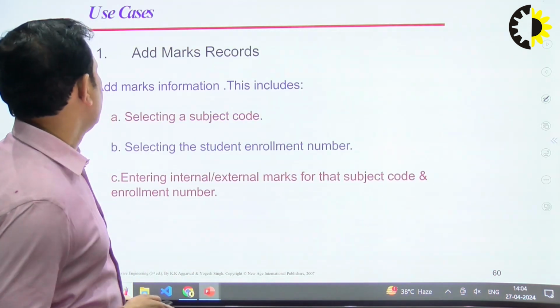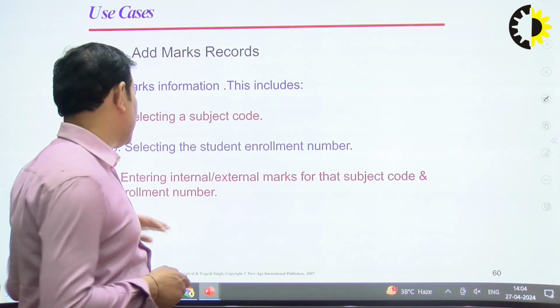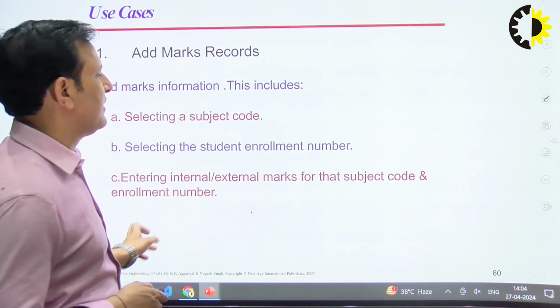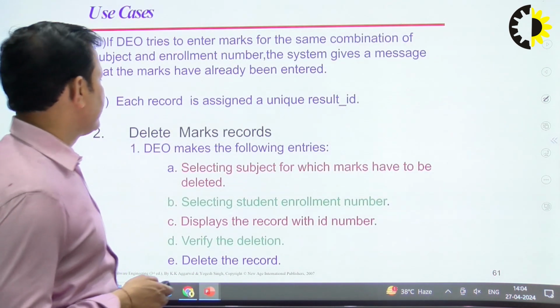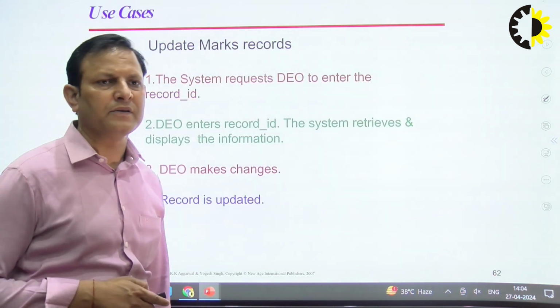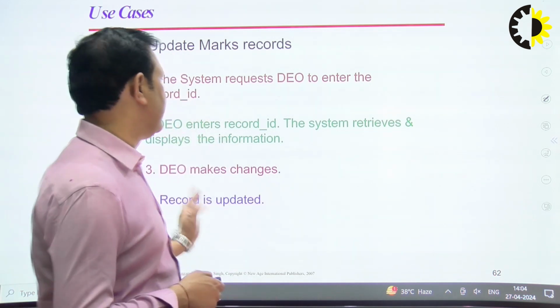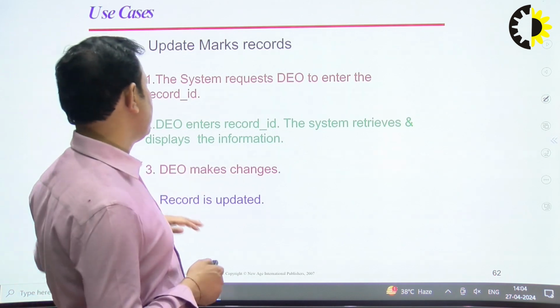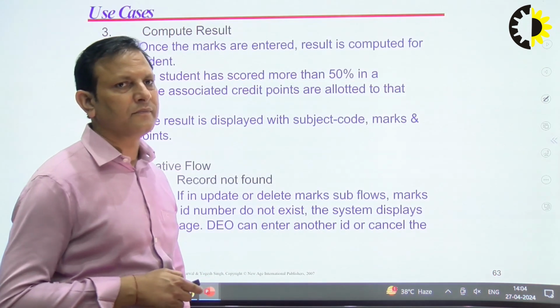Fine. Add marks information includes selecting the subject code, student enrollment number, and internal or external mark for that subject code and enrollment number. If you want to delete marks, you will have all this information. And then you can update the mark records. The record ID will come to you. The system retrieves and displays the information, makes the changes, and the record is updated.